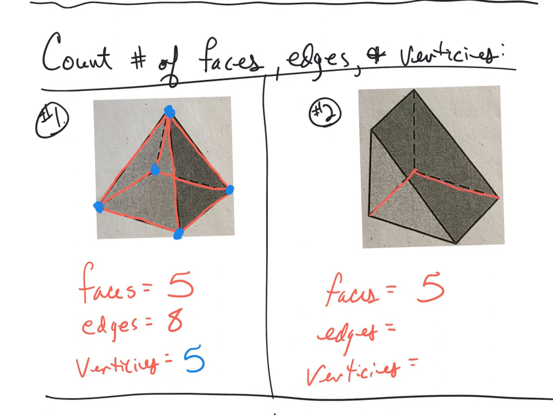So 1, 2, 3, 4 that make up the bottom. And then 5, 6, 7, 8, and do you see the last one? 9. So there's going to be 9 edges. And then the number of vertices, again, I'll color these in blue. So 1, 2, 3, 4 around the bottom, and then 5 and 6. Okay, everyone's starting to get the hang of that a little bit.